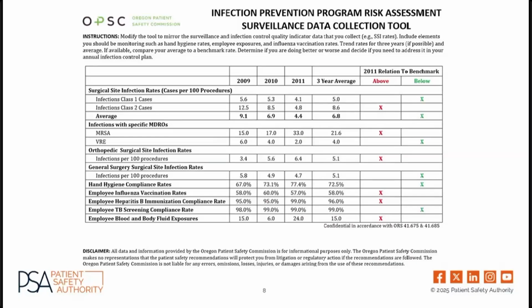So if I'm looking at this, I can get a lot of information already about what this facility has been doing or where they need to focus some of their activities. So if we're looking at this, I would think that it's potential that this facility did some projects on infections in their Class 2 cases. In that line, we can see that in 2009, they started out with 12.5, and in just 2 years, they've gotten that down to 4.8. So they definitely made improvements there.